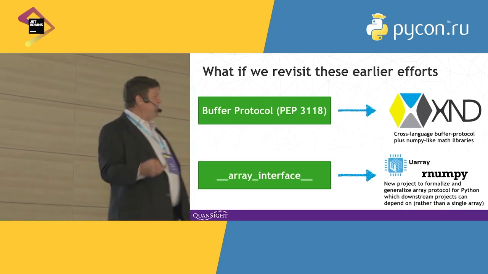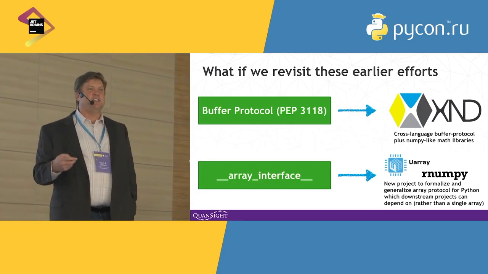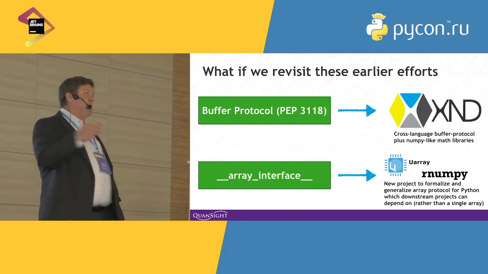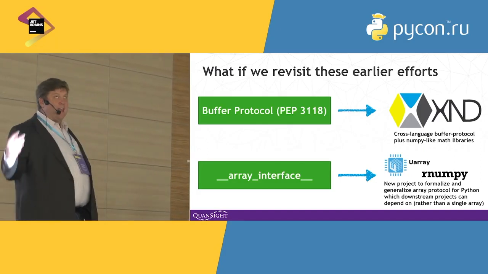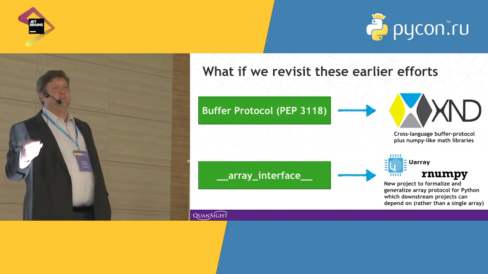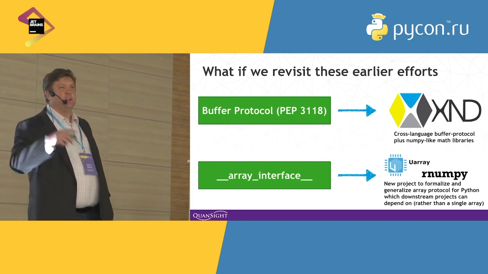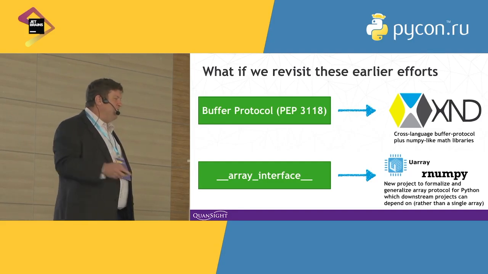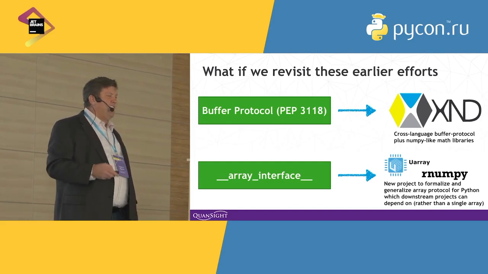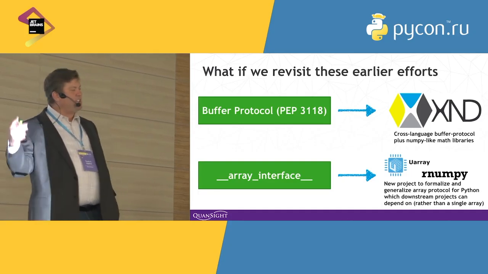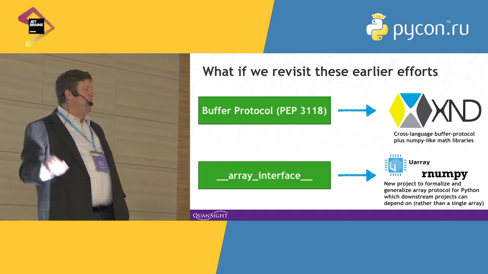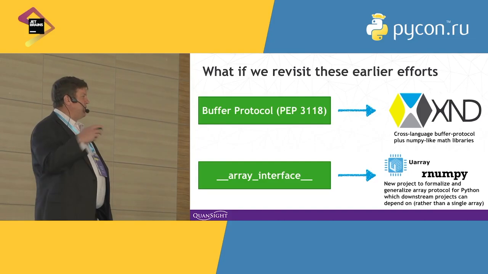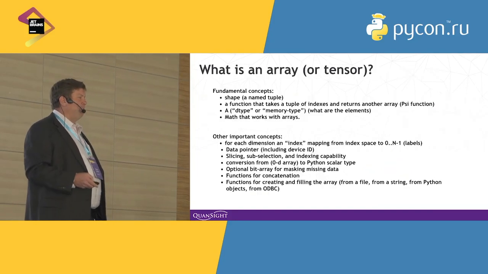And if you look at what XND is, it's basically the buffer protocol extended to cross languages. So it's the memory view with an enhanced type system, now available in C, so you can cross between Ruby and Python and Java and JavaScript and Node. You can basically have this cross-language buffer protocol. And then array interface, XND is fairly maturing. It's basically usable today. UArray, NumPy, these other efforts are just ongoing, just started.